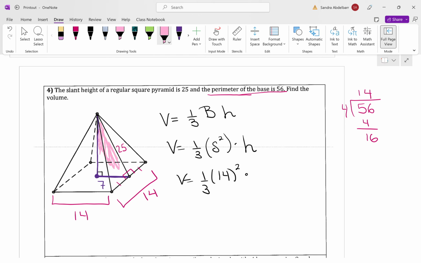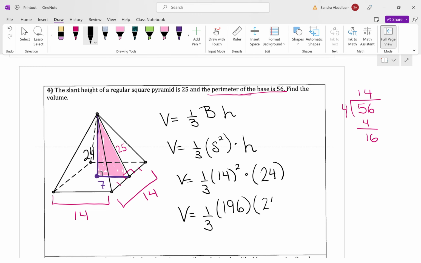7. Isn't this a triple? We're looking at this inside triangle. What's the triple? 7 something 25. 24, you got it. So now our height is 24. So our volume is going to be 1/3. 14 times 14 is 196 times 24.